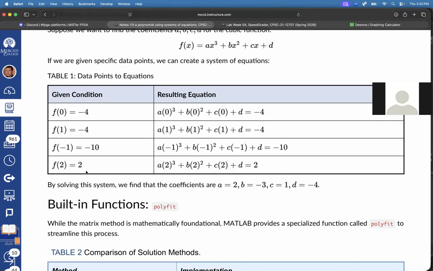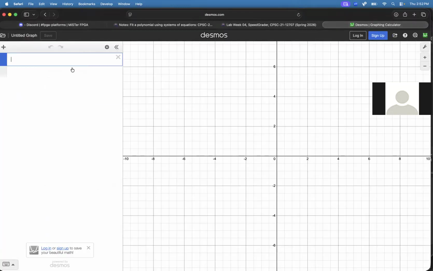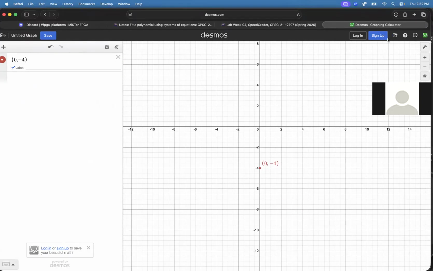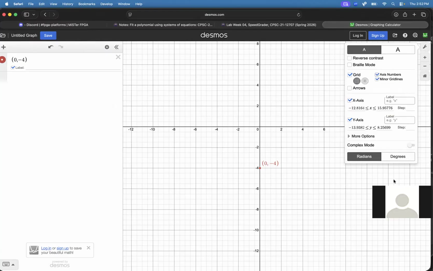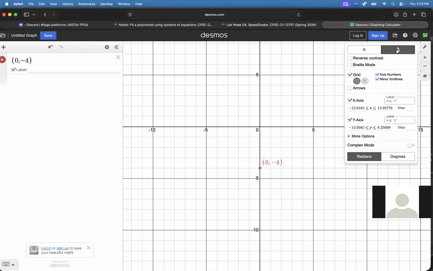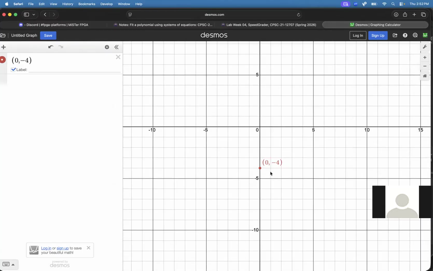Now you can show this over here on Desmos, because if we have f of 0 equals -4, what we're saying is that there's an x value of 0 and a y value of -4. So we can put that point on there. Maybe I can make this bigger. Let me figure this out. Where's the settings? Here. Zoom is in the way. Bigger. Okay, so I just have that point, 0, -4.